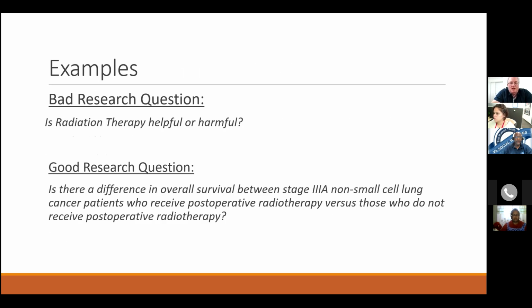Here's an example of a bad research question. You wouldn't want to write this as your main question in a protocol: was radiation therapy helpful or harmful? Obviously, that's too general of a question. So when you're doing clinical research, everything has to be really well defined.